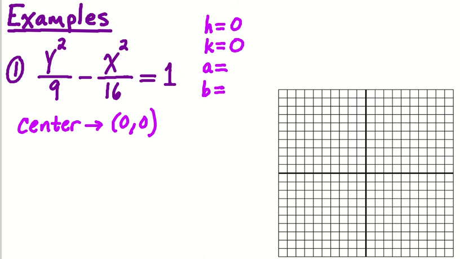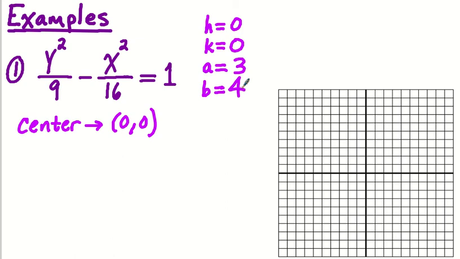My A value, remember, it doesn't matter which one's bigger. It doesn't matter which one goes with X and which one goes with Y. With hyperbolas, your A squared is always with the positive term. So here, 9 is your A squared. So that means A is 3, and that means B is 4, because B squared is 16.